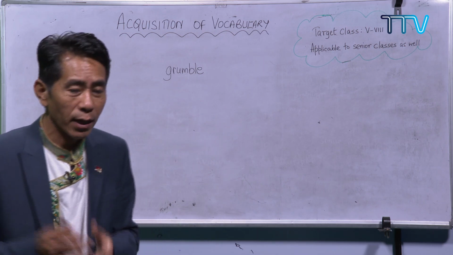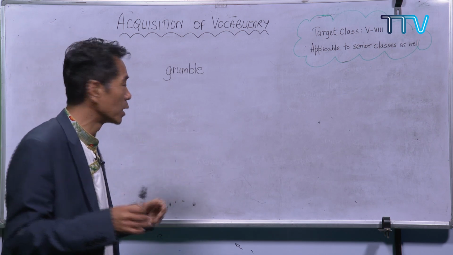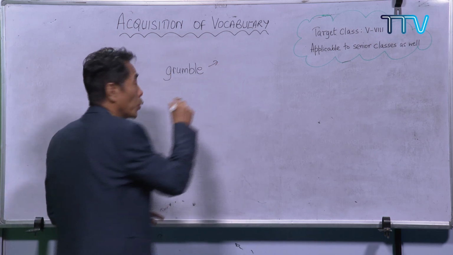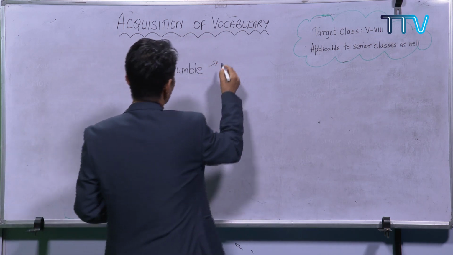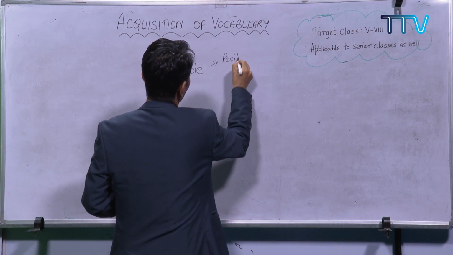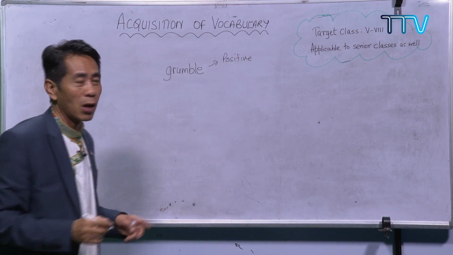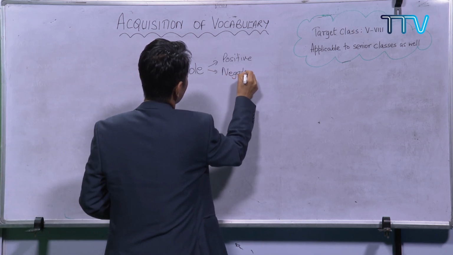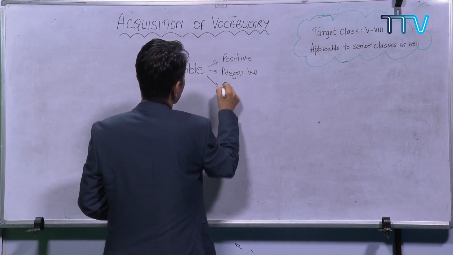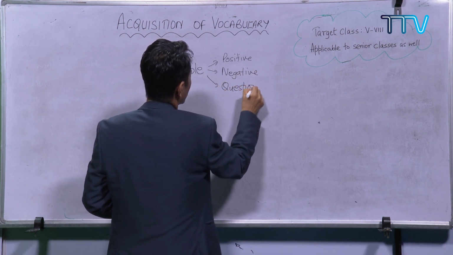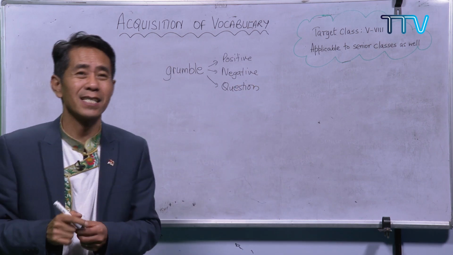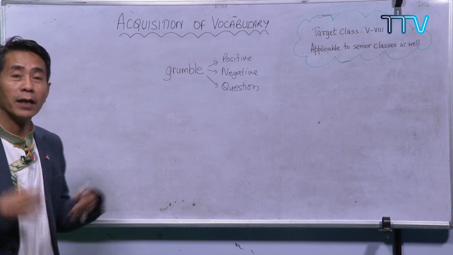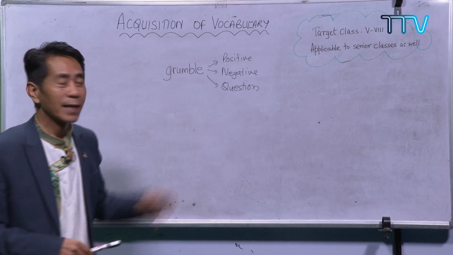Whenever you come across a new word, I normally tell my students it's important to use that word in, for example, three types. For example, grumble. The first one is positive, the second one is negative, and the third one is question. This is the strategy that you can use in any language you learn, whenever you learn a new language. I'm taking the example of grumble.